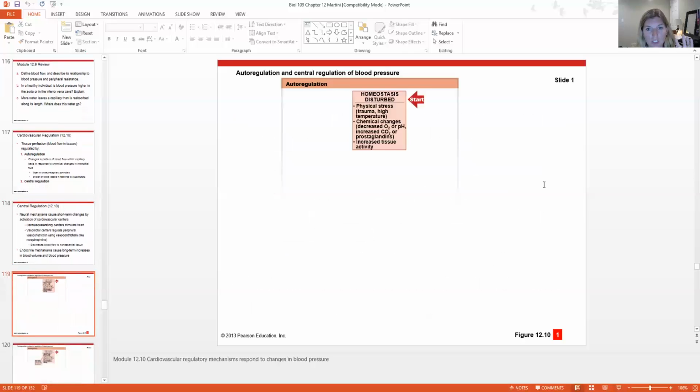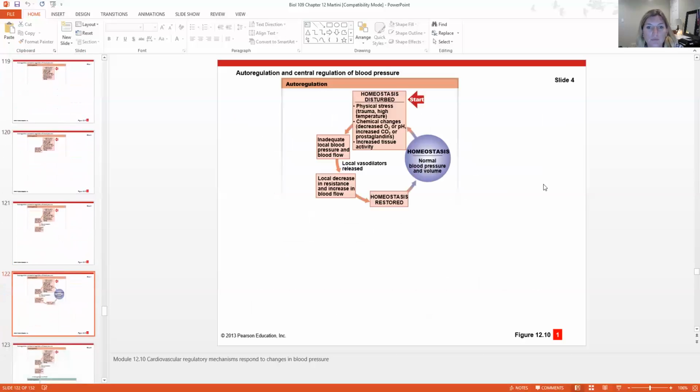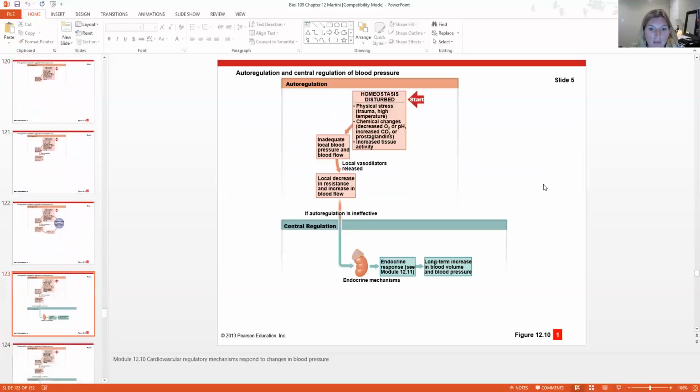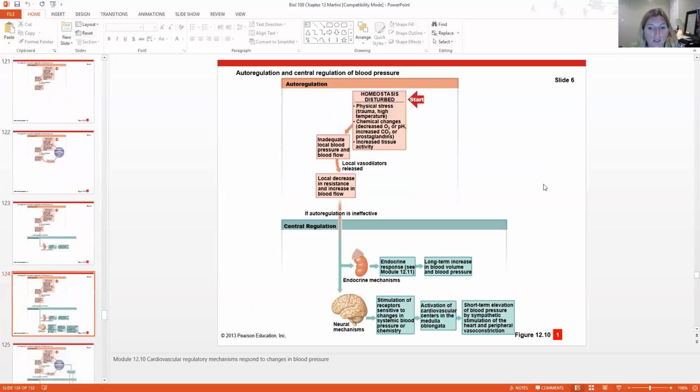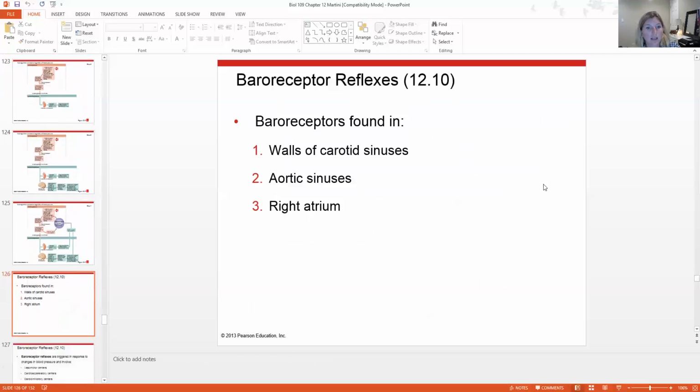So autoregulation is just a small, localized way of regulating, and then central regulation would be through endocrine and neural receptors regulating tissue perfusion. Ultimately, always getting back to homeostasis and balance. Let's talk about some of our reflexes.